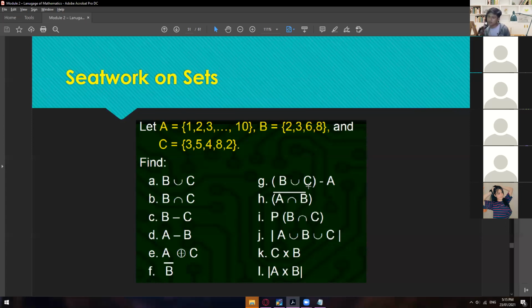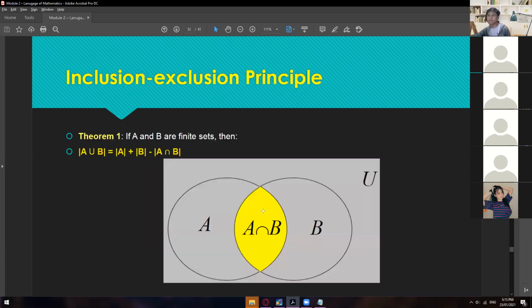Is it okay now? Okay na, sir? All right, so just analyze this one again once you are now really going to answer this one, okay? So we have here the next topic, which is the inclusion-exclusion principle, okay? So under inclusion-exclusion principle, we have 3 theorems, okay? Wherein each theorem has their own condition.